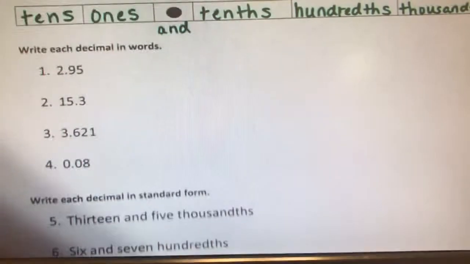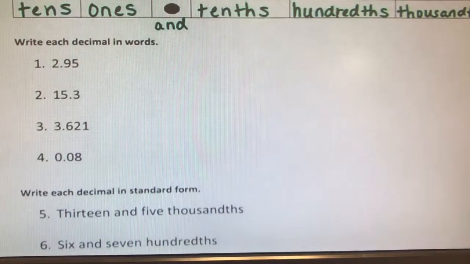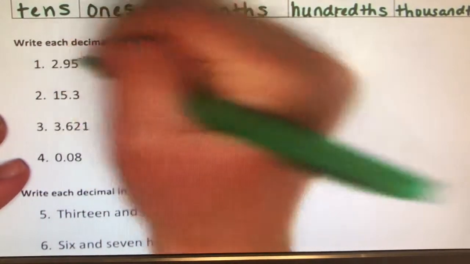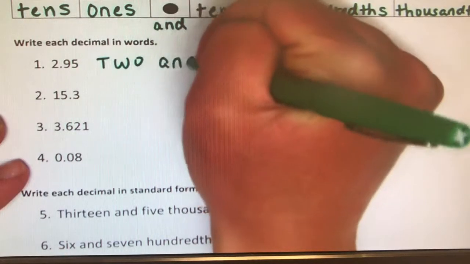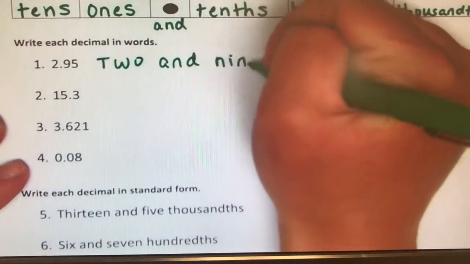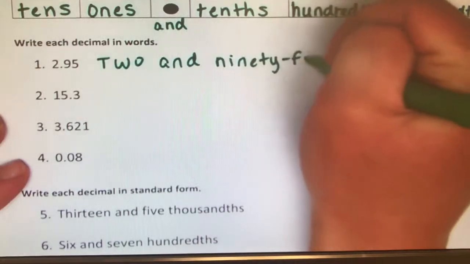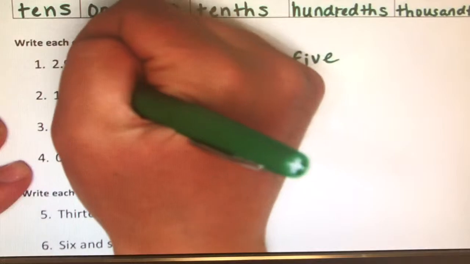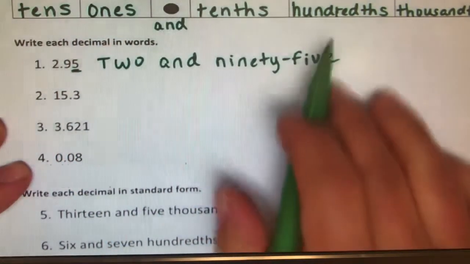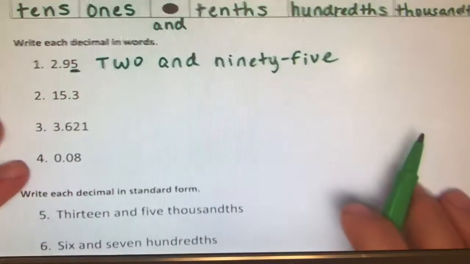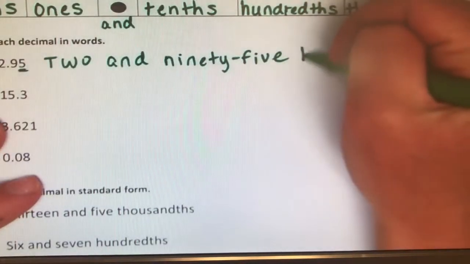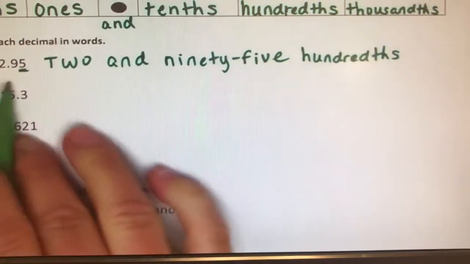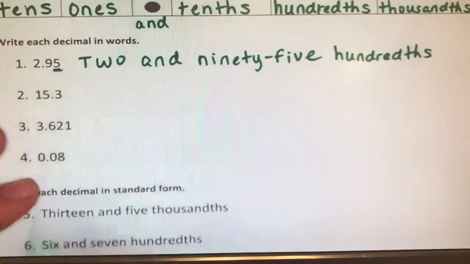If that was money, we would say $2.95, right? But instead of being dollars and cents, 2 is our whole number. So we're going to write this as 2, we got to the decimal, "and," and we're going to go ahead and write 95. But 95 what? The last word will be the last place value that we have a number in. So the 5 is in the hundredths place, so we call this 95 hundredths. So this is read as 2 and 95 hundredths.